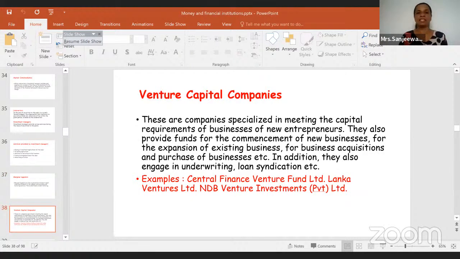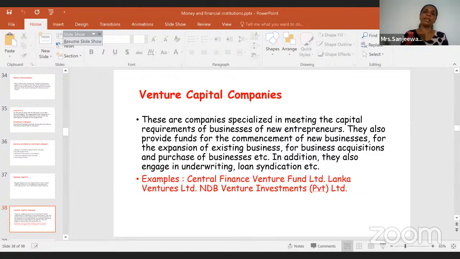So these are the companies specialized in meeting the capital requirement of new entrepreneurs. If you are a new entrepreneur, they help you with your capital requirement, and they provide funds for the commencement of businesses. If you want to expand an existing business, they will help you with that also. So they are venture capital companies.